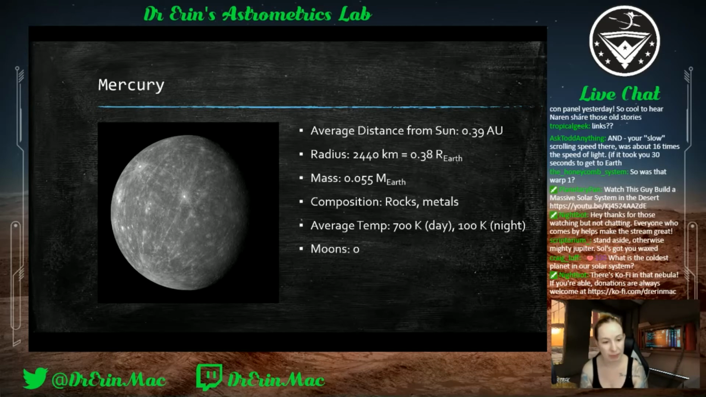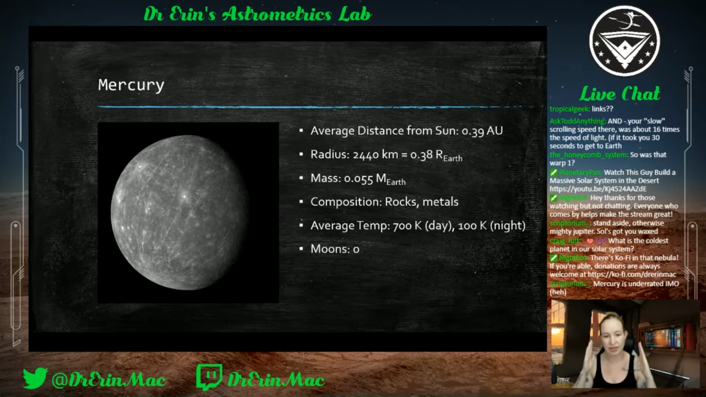It's only 0.39 AU, where 1 AU is our ruler, the distance from sun to Earth. So this is just over a third of the distance between the sun and the Earth. It's about a third of the radius. It's not very dense at all. Well, no, it's dense. It's not very massive. It's only 0.05 the mass of the Earth, which is crazy.